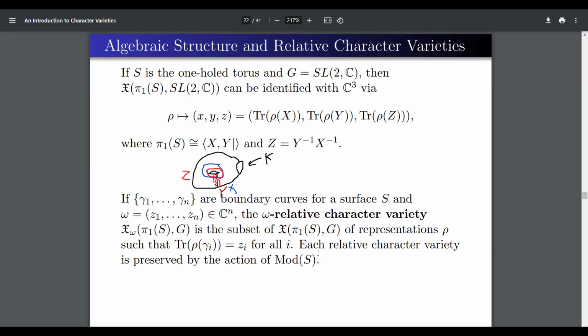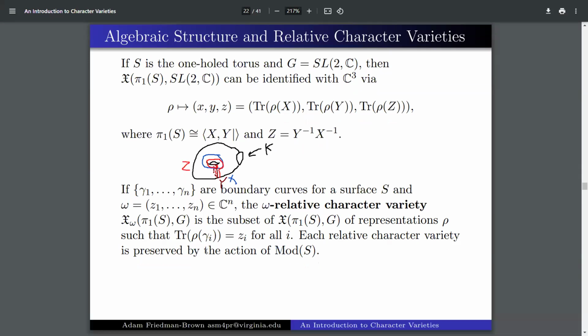This is nice because the mapping class group's action preserves each relative character variety. That's just because the mapping class group is generated by Dehn twists, and each Dehn twist does not at all affect a boundary curve. A boundary curve is fully off to the side. Even if you twist around a boundary curve, it's still preserved. So the representation is fully unaffected, as is the trace. And I say that they're preserved by this action.